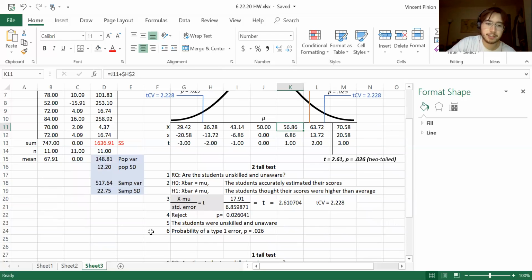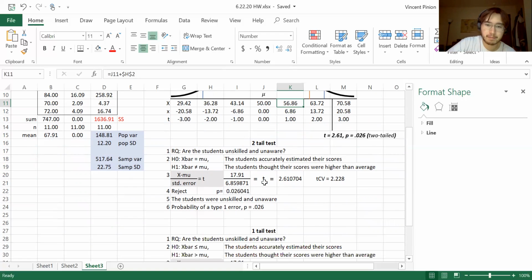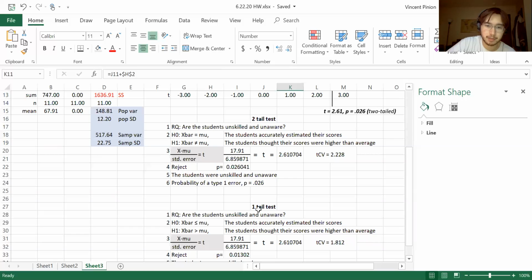Starting at the research question, it's right there in the book. Try not to overthink the research question. It's really just exactly what you're trying to find out. So, are the students unskilled and unaware? The research questions are identical whether you're doing a two-tailed test or a one-tailed test. So I've done both here because that's the homework. You're supposed to do both.